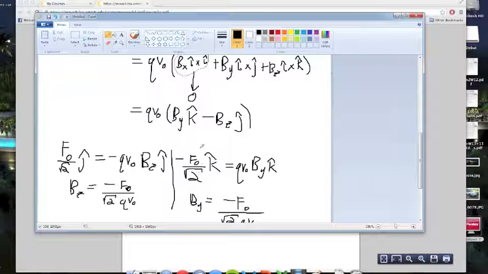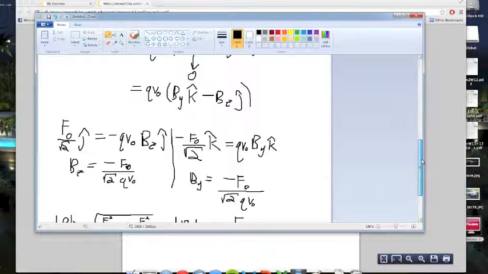Now we can do the same thing for by, set all the k terms equal to each other, and we're going to get negative F naught over the square root of 2 k hat is equal to q v naught by k hat. So we solve for the magnetic field in the y component, and we get that by is equal to negative F naught over the square root 2 q times v naught.